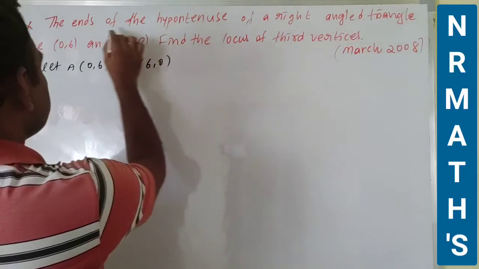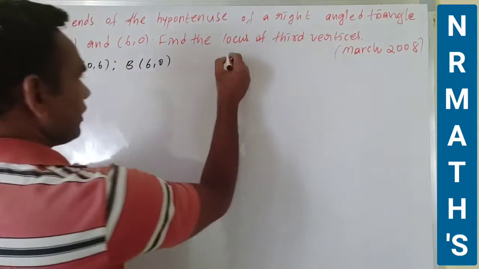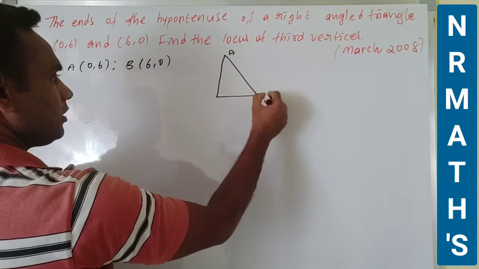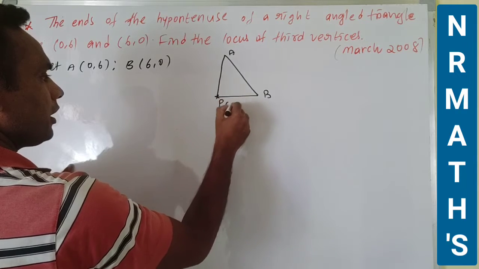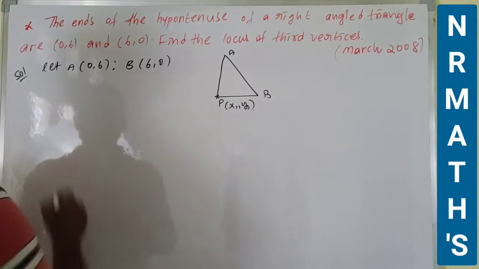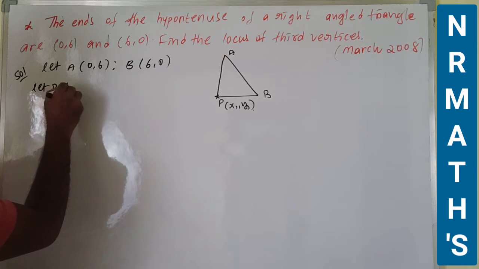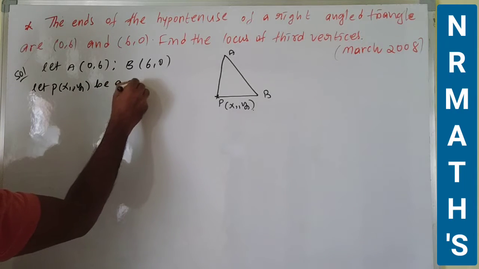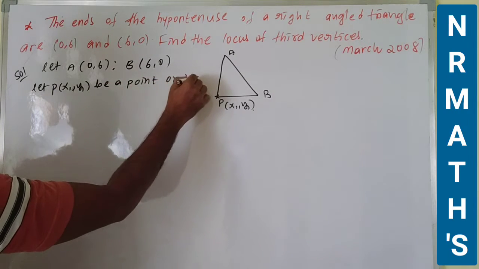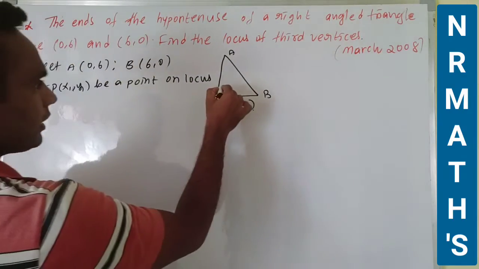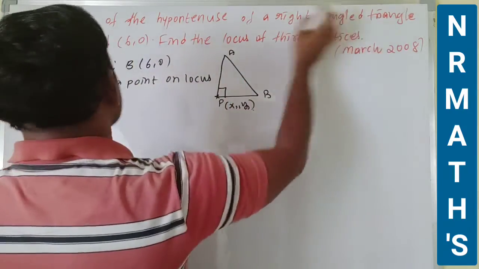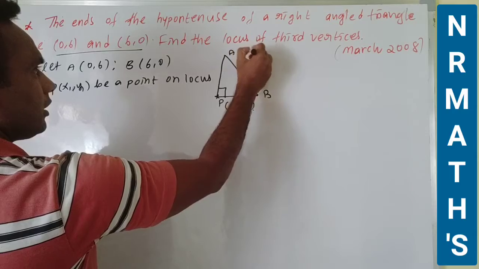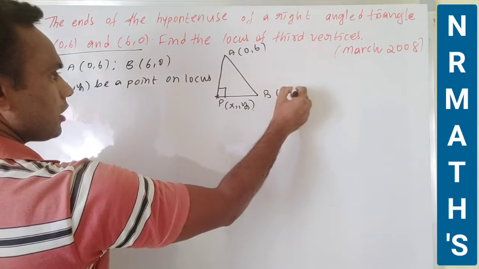Now it is the hypotenuse of a right angle triangle, like this. This is A, this is B. Let P (x1, y1) be a point on the locus. Here, a right angle triangle whose hypotenuse ends are A (0, 6) and B (6, 0).